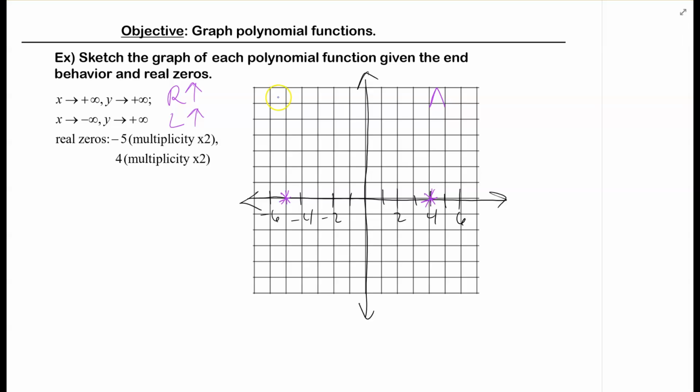And then my left side is going to go up. So starting from left to right on my left side, I'm going to have to go downwards, but I have an asterisk, so I got to go back up. Don't cross the x-axis, and then back down. Don't cross the x-axis and go back up.